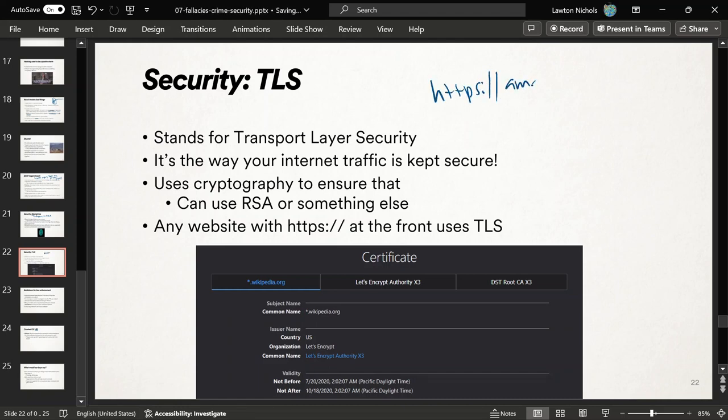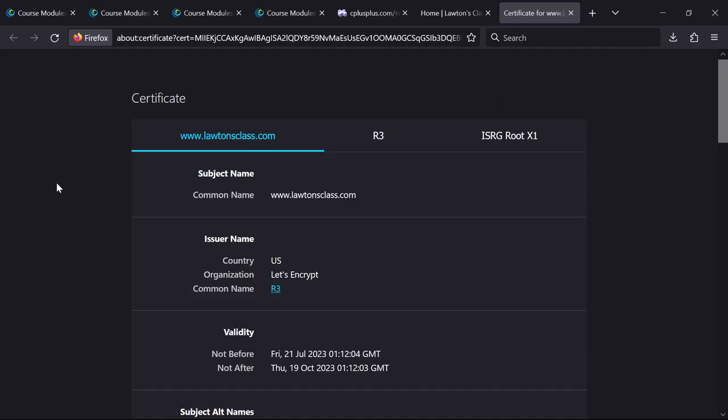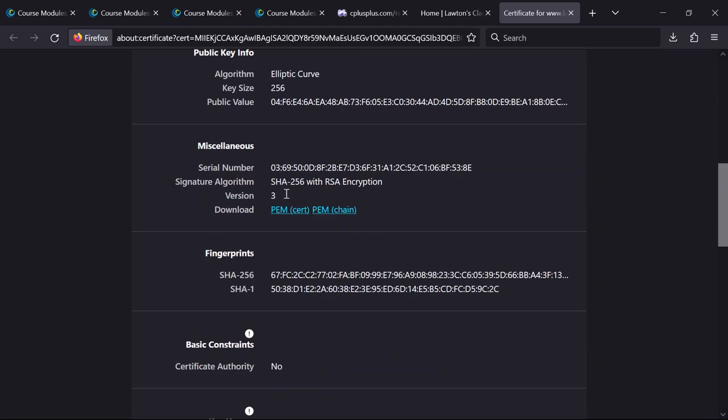You go to Amazon.com and you look for something. That's the S. So that you don't give your credit card information or your password to other people. TLS, Transport Layer Security, is how everything on the internet is kept secure. It uses cryptography to make sure it's secure. So TLS is everywhere on the internet. It's the S in the HTTPS. And a lot of the time, it's using that thing that we learned about. It uses RSA to make sure that everything is encrypted. RSA encryption. There it is right there. Fun. That's what the class website is using.